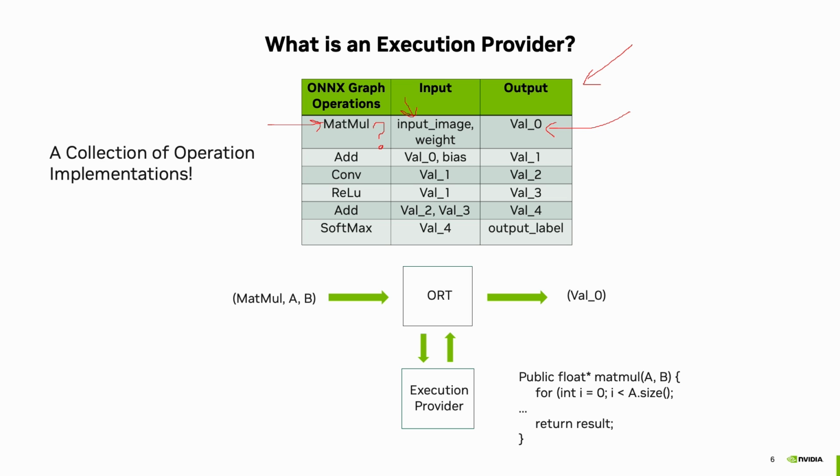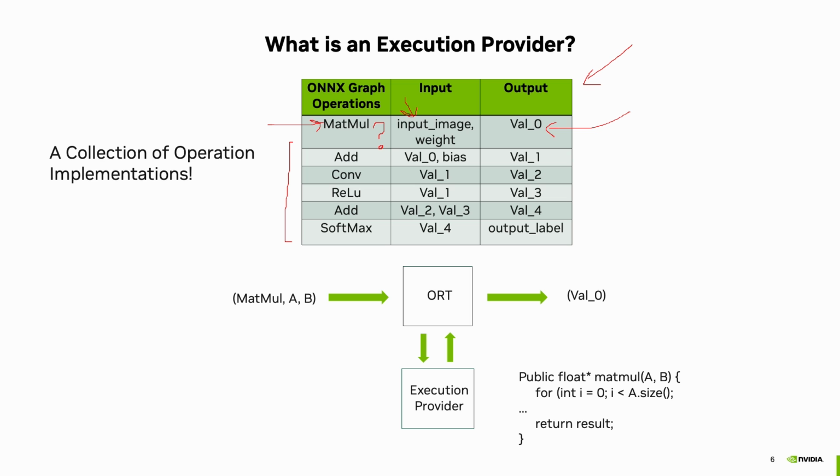It knows that it needs to execute a matrix multiplication, but it doesn't know how. And that's where the execution provider comes in. It literally provides the execution details for all of these ONNX operators that are found in the ONNX model you're trying to run in ONNX Runtime.